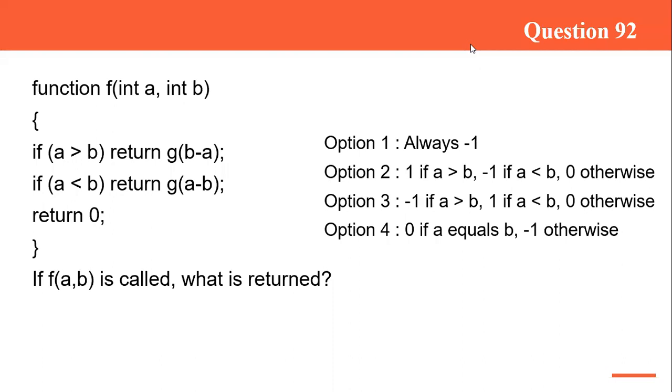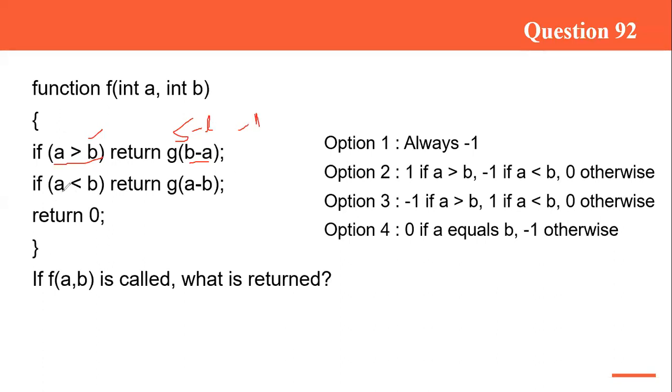Cool. Just see. I don't think we need a pen and paper for this, but just see. A greater than B, what you are doing? You are doing B minus A. That means B is the smallest number, right? You are doing smaller minus larger. If you do smaller minus larger, what do you get? You will get a negative number. Negative number means you will get -1.